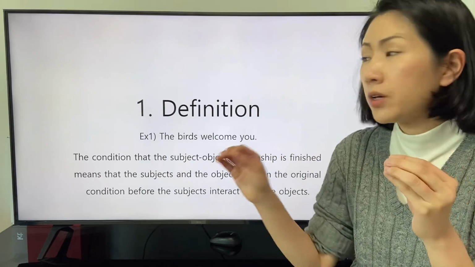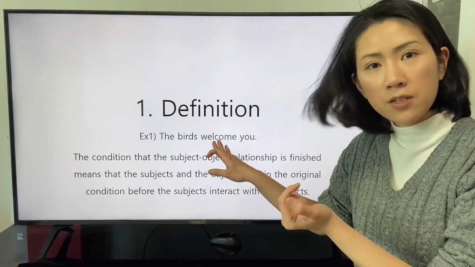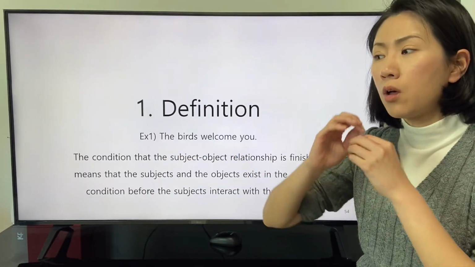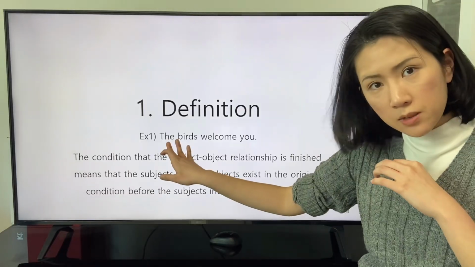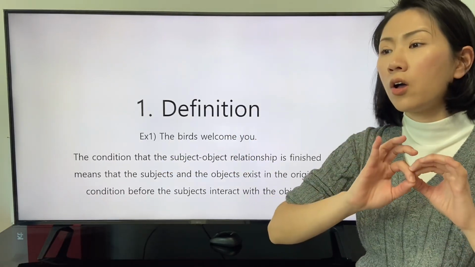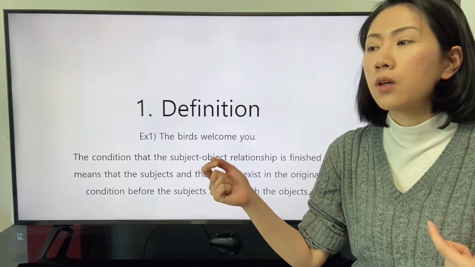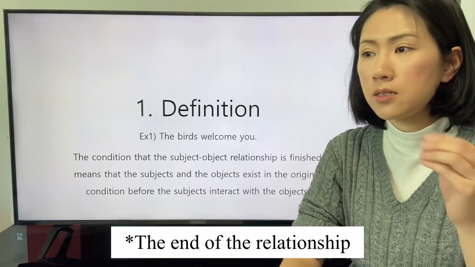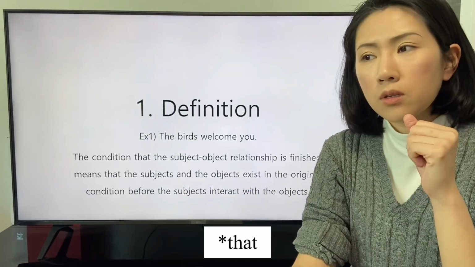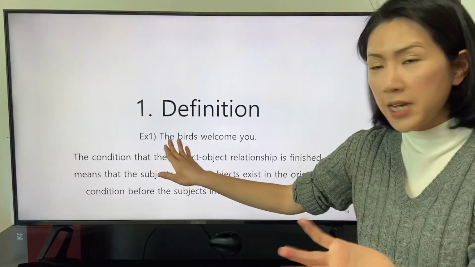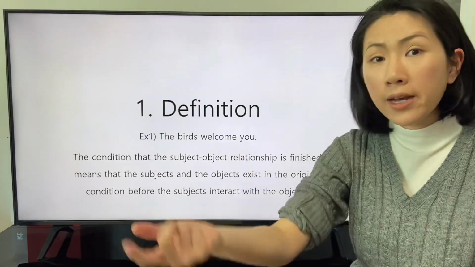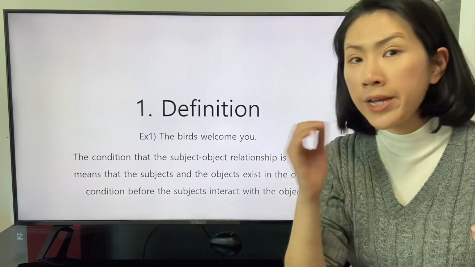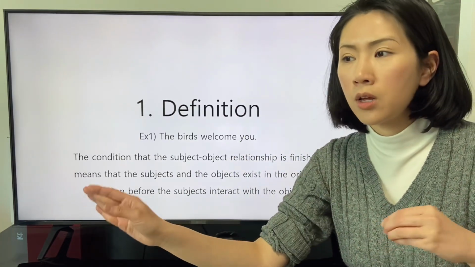And after the object gets the definition of the transitive verb welcome from the subject, the relationship between the subject and the object is finished. What is the meaning of finished? It means the subject and the object go back to the initial state when there isn't any interaction between them.